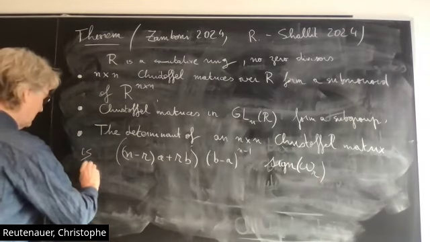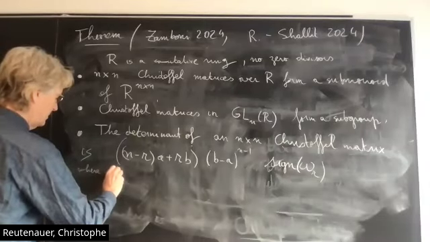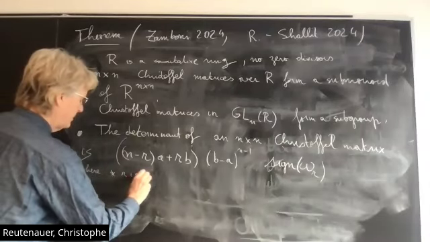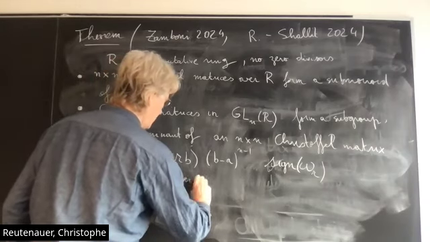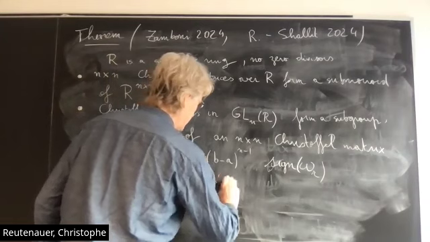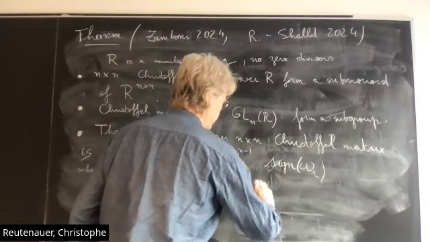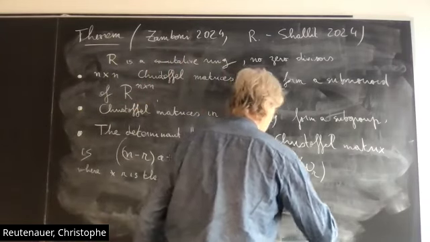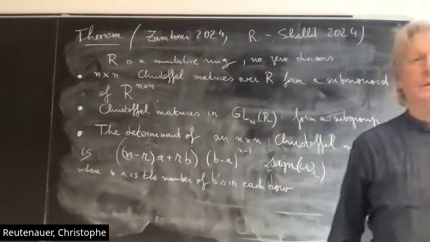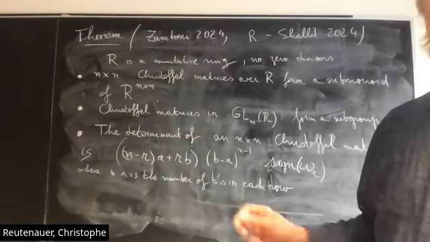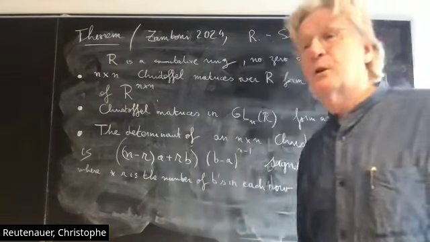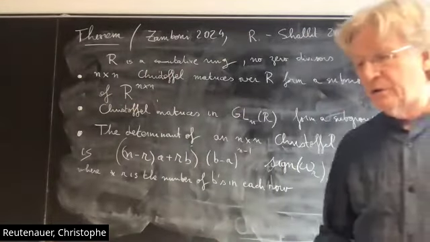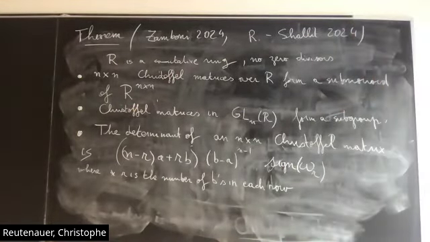Where r is the number of b's in each row. a and b are the coefficients of the matrix. It's a Christoffel matrix, so the set of coefficients has cardinality 2. So I call a and b these coefficients.